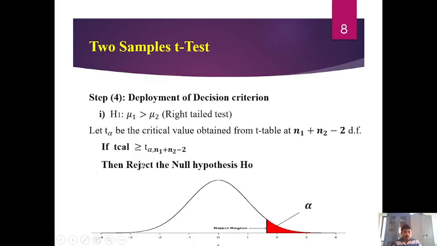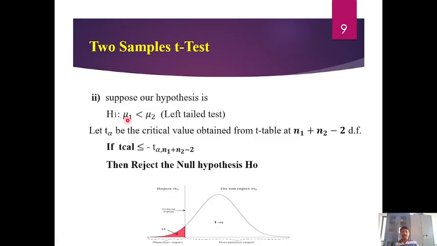So if our alternative hypothesis is greater than type, mu1 greater than mu2, let T alpha be the critical value obtained from the T table at n1 plus n2 minus 2 degrees of freedom. If our calculated value is greater than table value, then we reject our null hypothesis H0 and say that mu1 is greater than mu2. In that case, our critical region or rejection region is to the right side of the distribution.